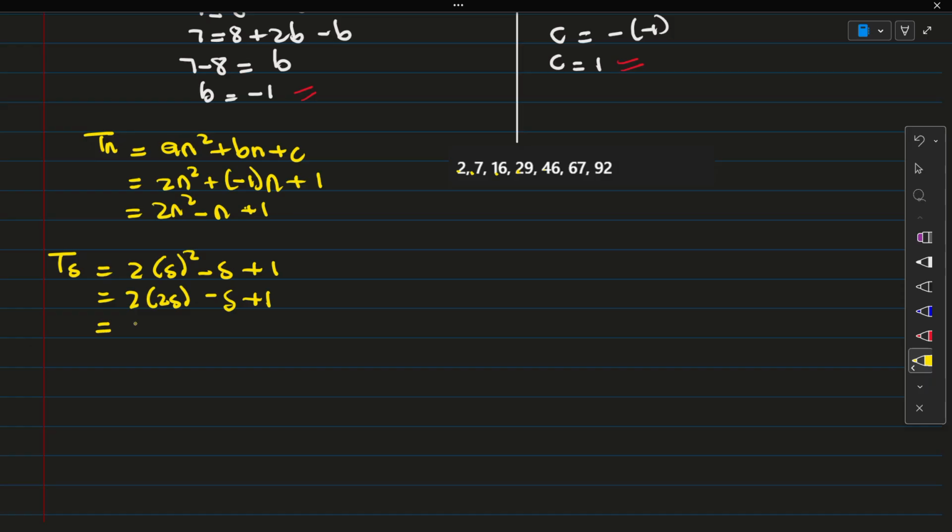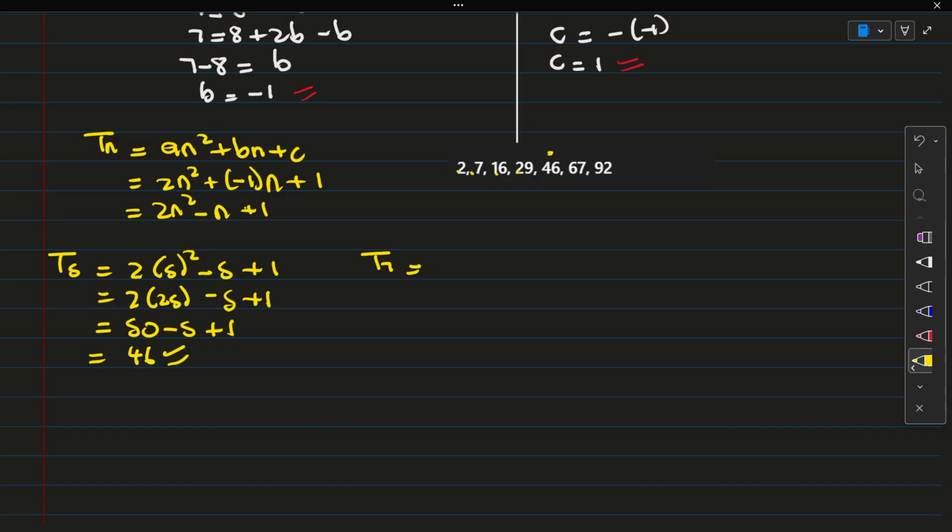What's 2 multiplied by 25? It's 50 minus 5 plus 1, which is going to be what? 50 minus 5, it's what? It's 45 plus 1, it's 46. So if you look, what's term 5? Term 5 is this one, it's 46. We can just check it again using what? Let's just say term 7.